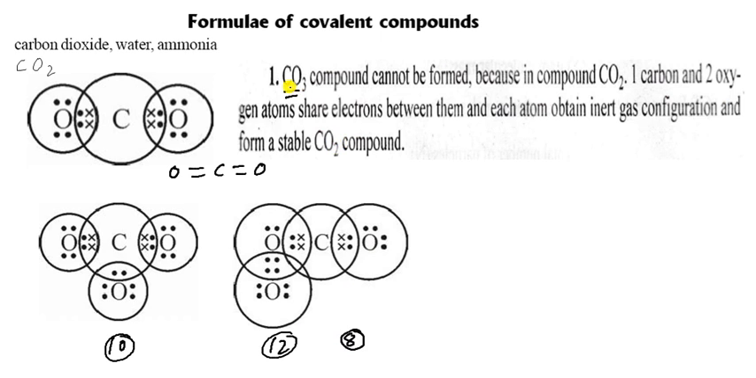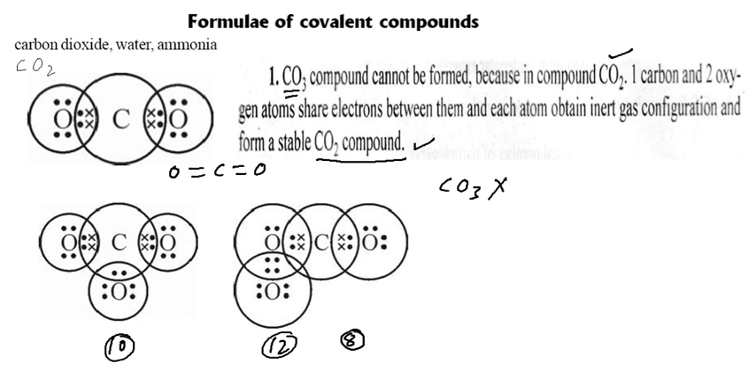So it is not possible to form CO3. So CO3 is not a compound. But carbon dioxide is a compound. You can see in this way the carbon dioxide compound is more stable, and this one is not stable and does not exist in the atmosphere.